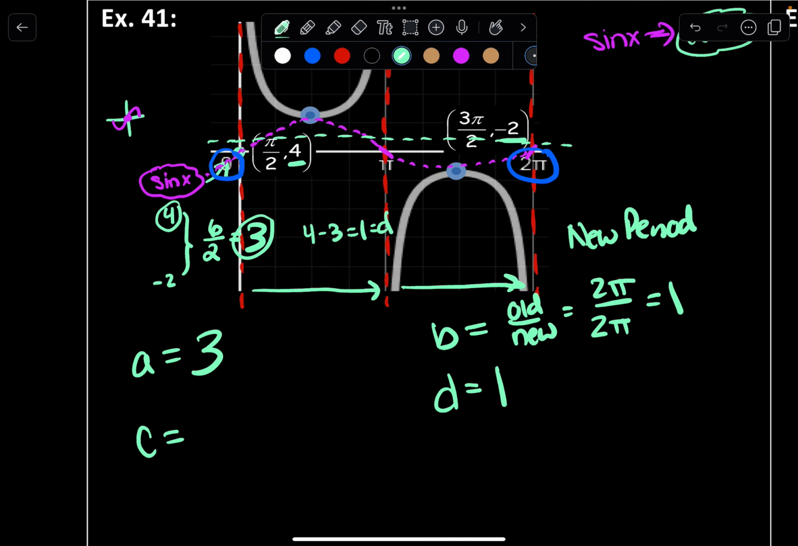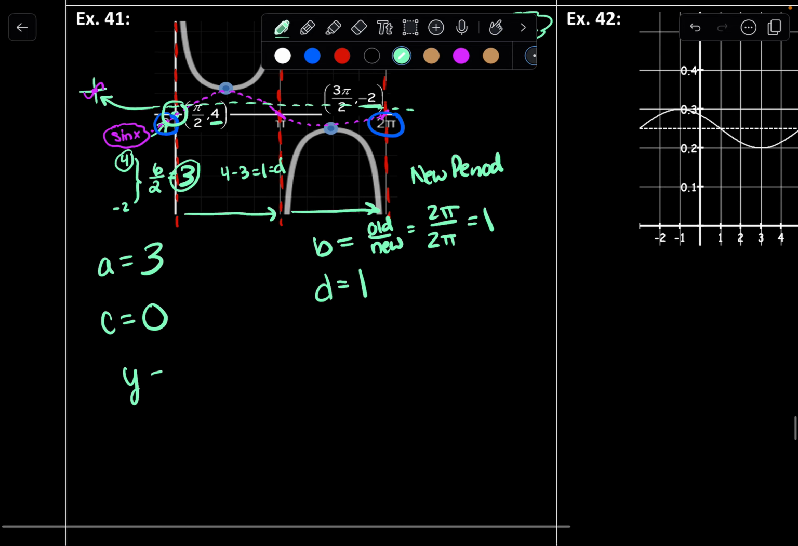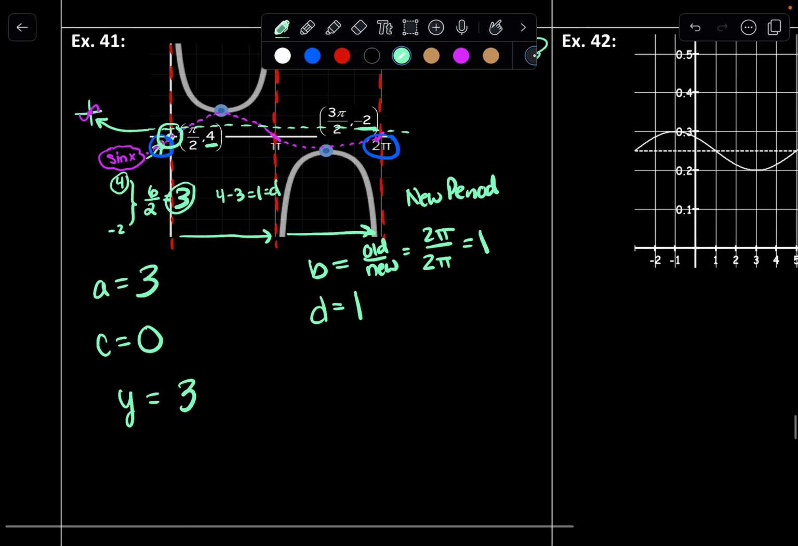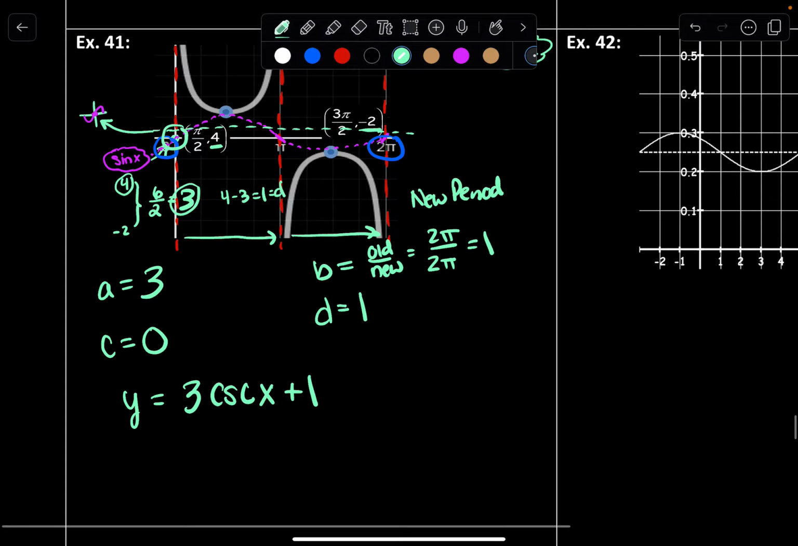Now the C value, I can go back to sine for this. I chose sine because at the origin, it has the same trend that the parent function for sine does, which means the reciprocal will have the same trend. So there is no phase shift for this cosecant. Therefore, C is equal to 0. All right, so we have y is equal to, our A value is 3, and I chose cosecant. Our C value is 0, our B value is 1. So I'm just going to have my x and then +1 for the D value.